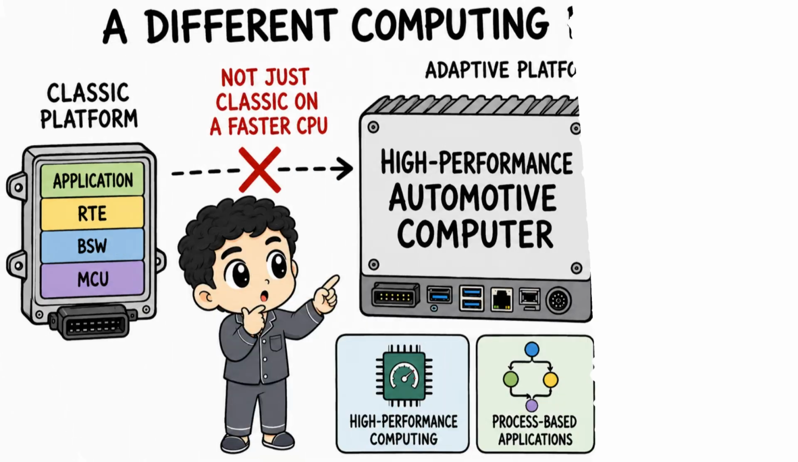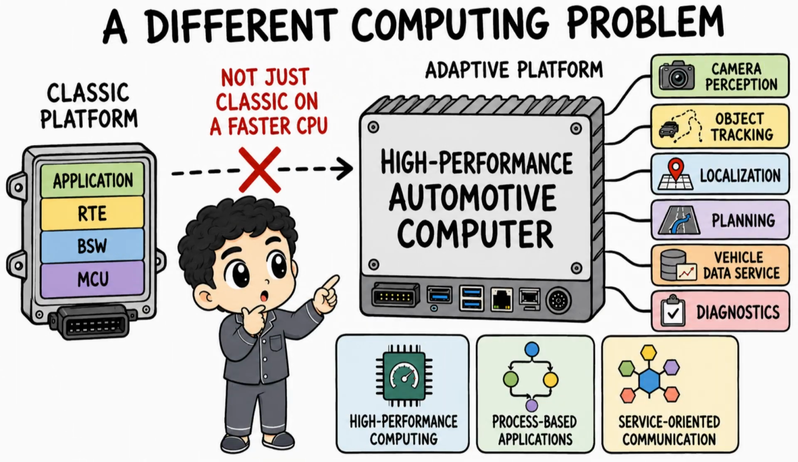Imagine one automotive computer running camera perception, object tracking, localization, route planning, vehicle data services, diagnostics, and software that may need to be updated during the vehicle's lifetime. Now, try to explain that computer using only the classic AUTOSAR picture from the previous lesson: application software, RTE, basic software, and MCAL. That would be the wrong mental model.